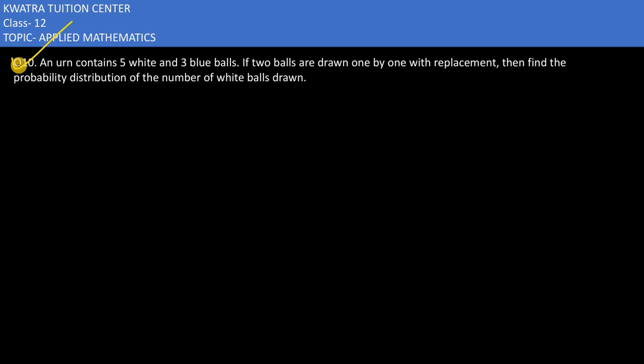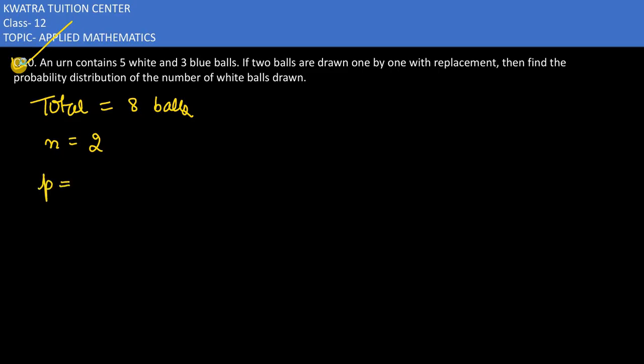Now the 10th part is an urn contains 5 white balls and 3 blue balls. तो हमारे पास टोटल कितने हो गए यहाँ पे? It's 5 plus 3 which is 8 balls. If 2 balls are drawn one by one with replacement, so n would be 2 in this case.